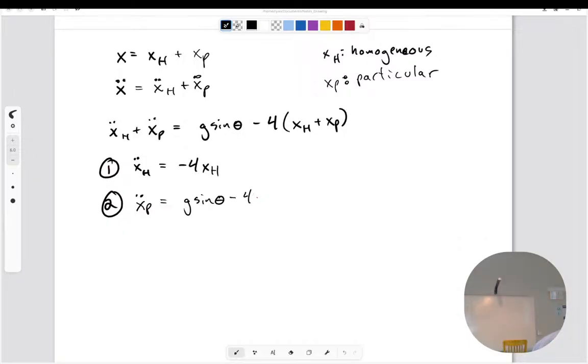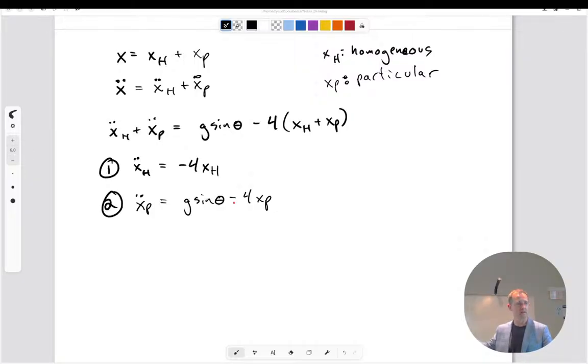Then minus 4 xp, like that. All right, there's equation 1, there's equation 2. Why did I put the g sine theta in equation 2? What does that help me do with equation 1? Or any y's. So now in that second equation, I could start looking at it as like, what's constant?